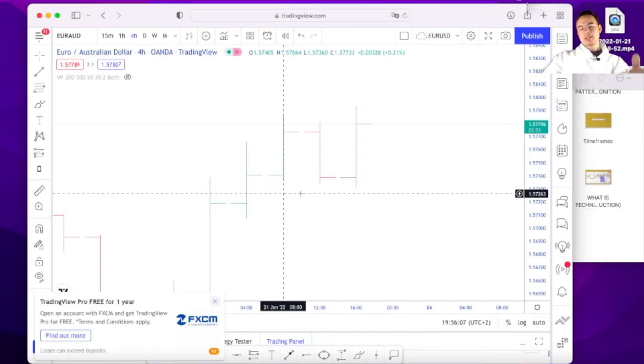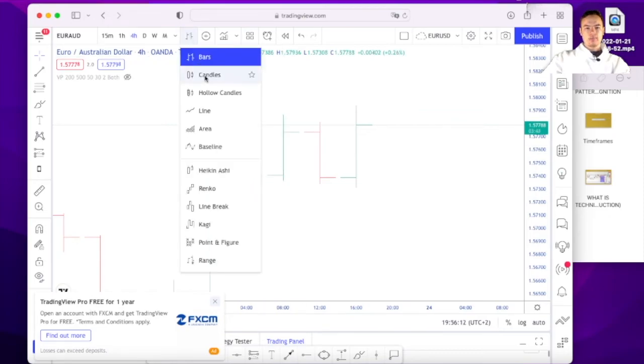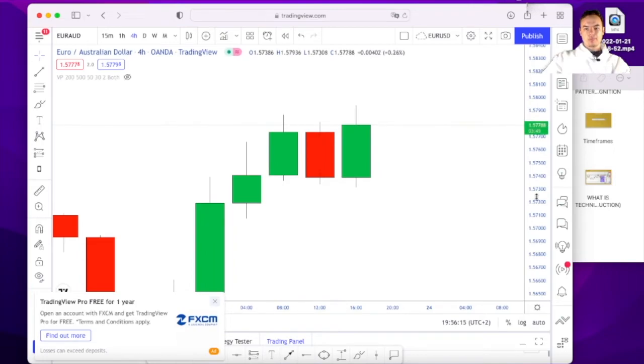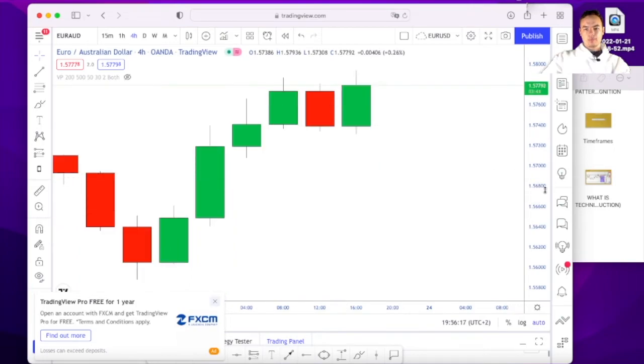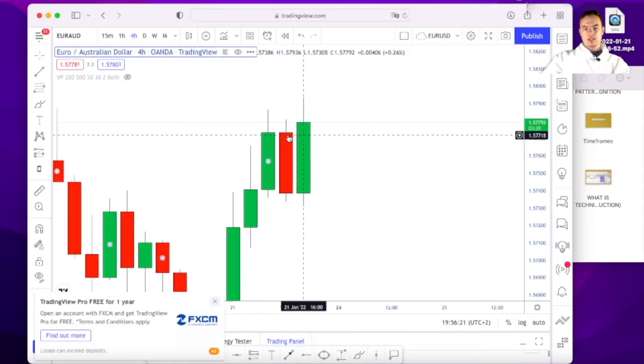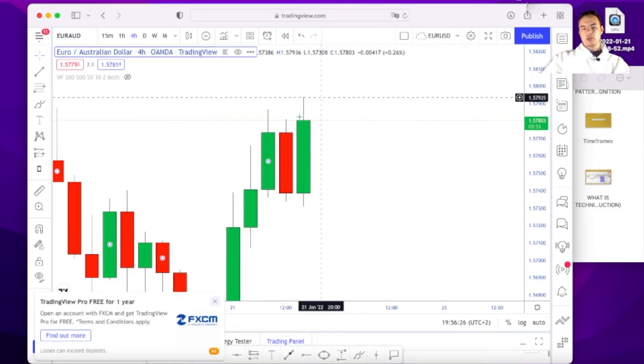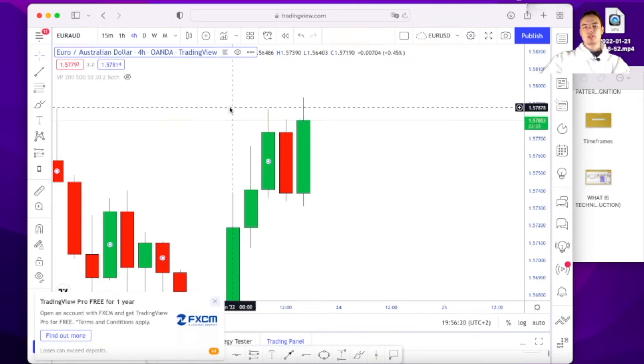If the open is above, just like the candlesticks, I mean, if I go to candlesticks, as you can see, this is bearish. It opens there, closes there. Bullish opens here, closes there. So that's basically the bar chart.